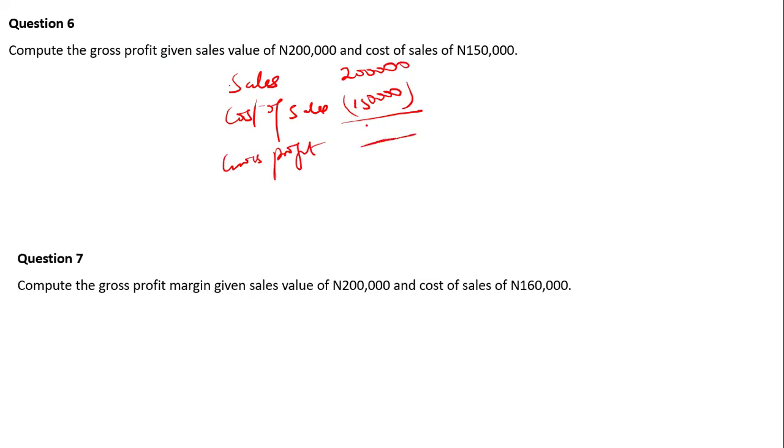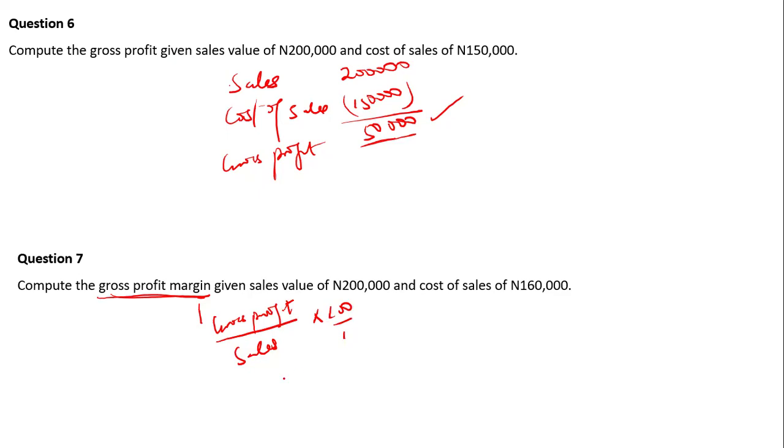And our gross profit for this one is 50,000. That is gross profit. Now, don't mix it up with quiz 7. We talk about gross profit margin. Gross profit margin is described as what? Gross profit, all over sales times 100 over 1.